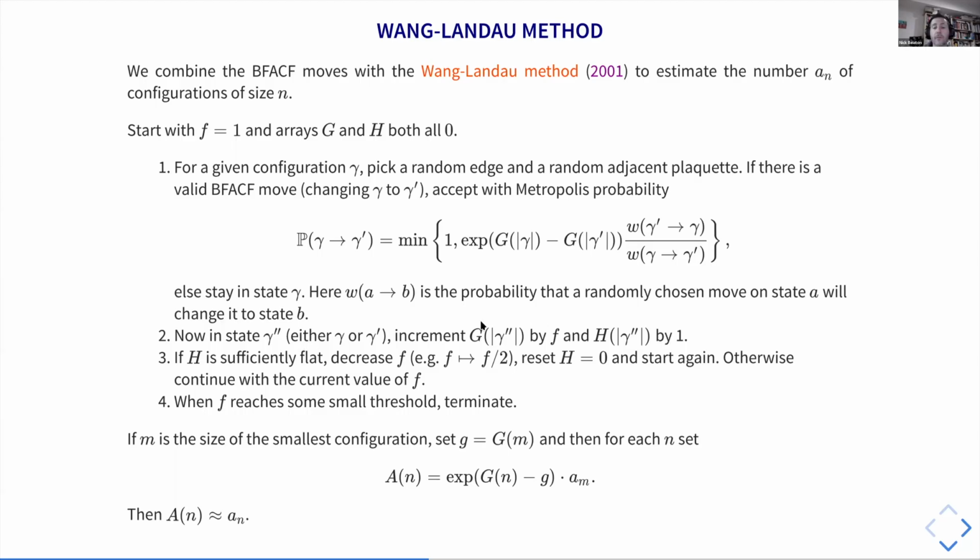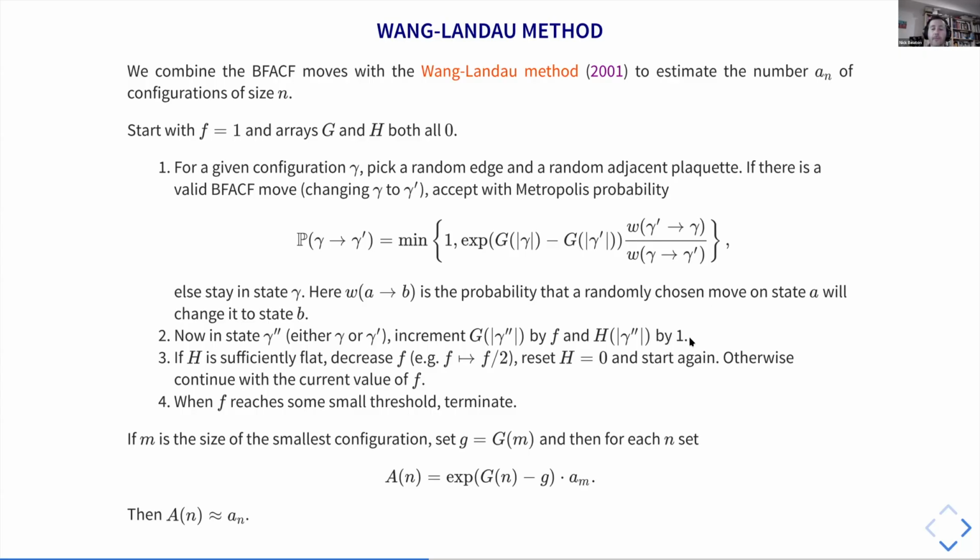Now I'm going to take my G array, indexed by the size of the thing, and I'm going to increment its value by f, where f is initially just the number 1. And h is a histogram, and that's always just going to be incremented by 1. And I do this a bunch of times, over and over again.